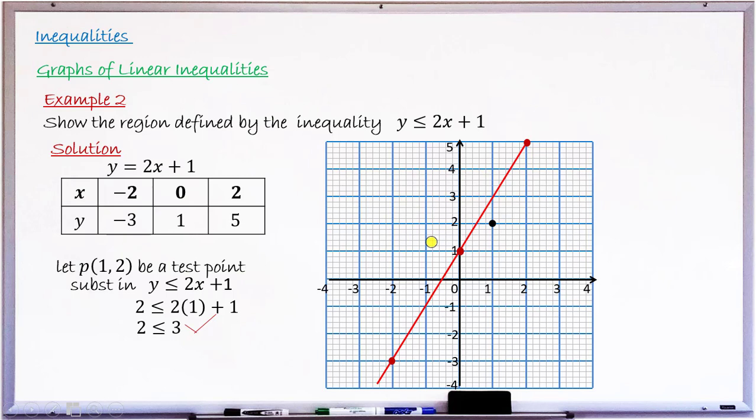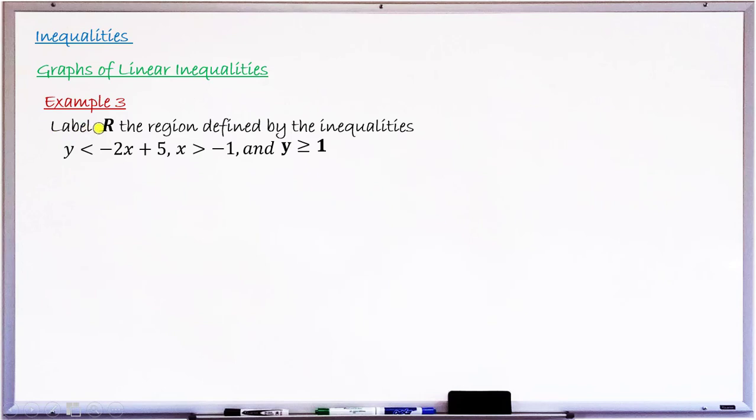So it is the other part that I'm going to shade. I'll now use my ruler to draw just lines like this, and I'll now mark this region capital R, meaning this is the region that gives the required solution. Let's just take one more example. Example number 3, it says label the portion or the region R that defines this set of inequalities.